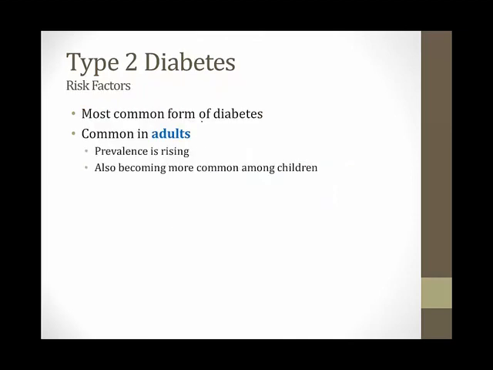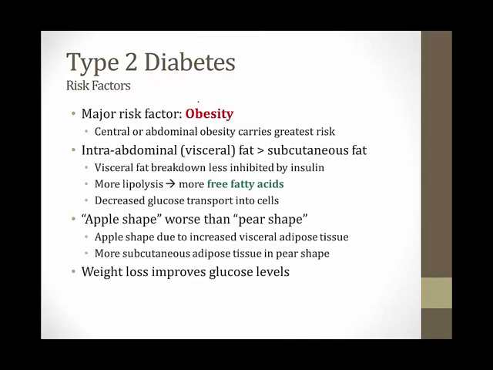This is the most common form of diabetes. It's much more common than type 1, and this is common in adults. The prevalence is actually rising. It's also becoming more common among children. A major risk factor for type 2 diabetes is obesity, and this is believed to be one of the reasons that the incidence of type 2 diabetes is rising, because the incidence of obesity is also rising.